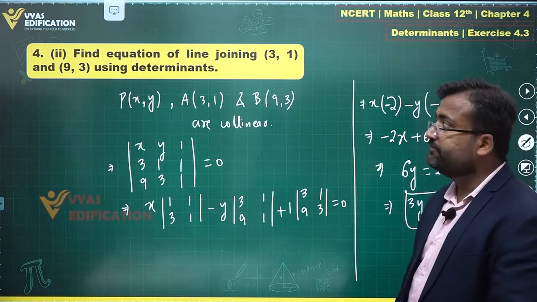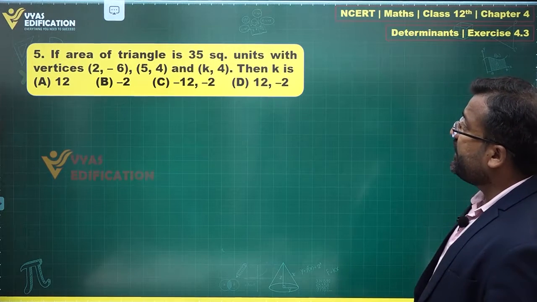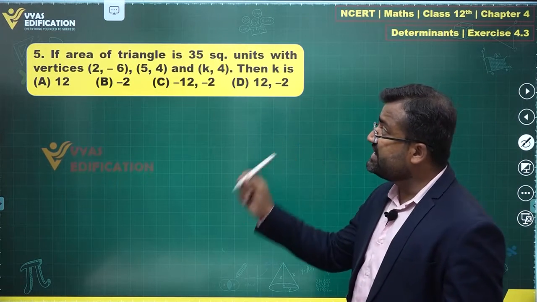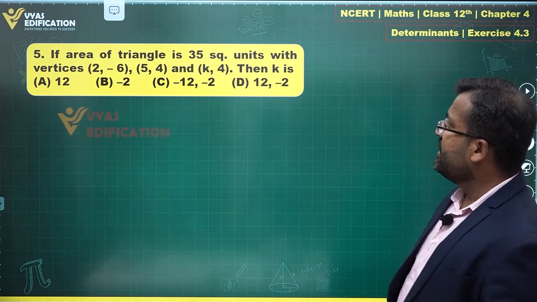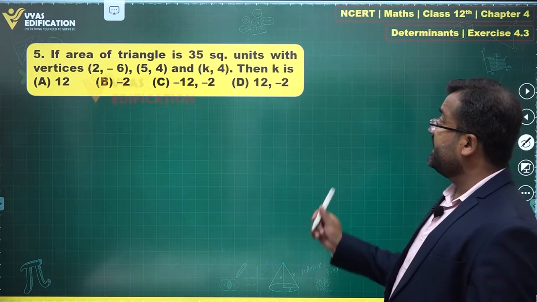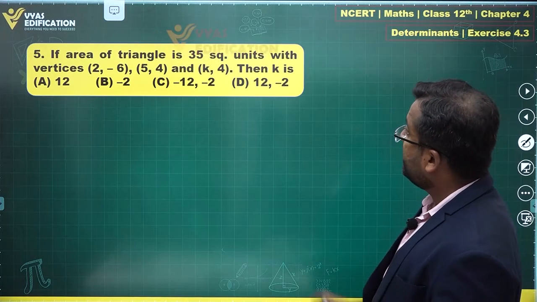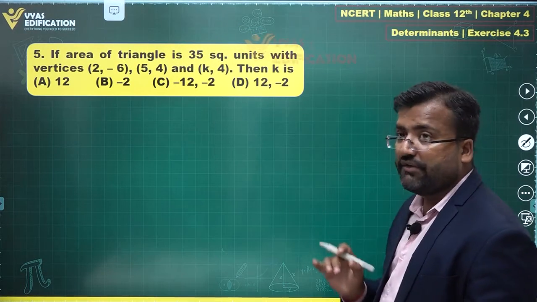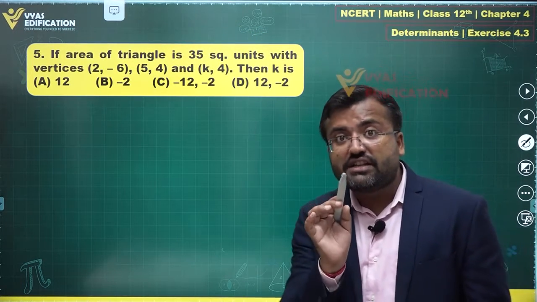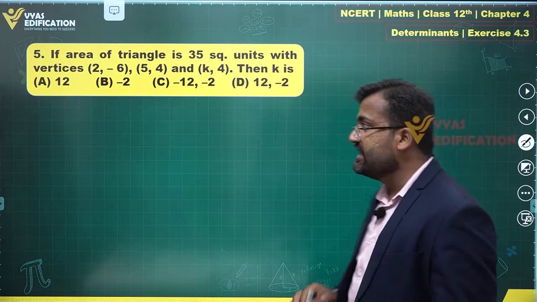Move on to the next one. If the area of the triangle is 35 square units with vertices 2, minus 6, 5, 4 and k, 4, then what is the value of k? That's the question. So area is given and vertices are also given, right? If area is given, we'll consider both values, that is plus and minus, right?